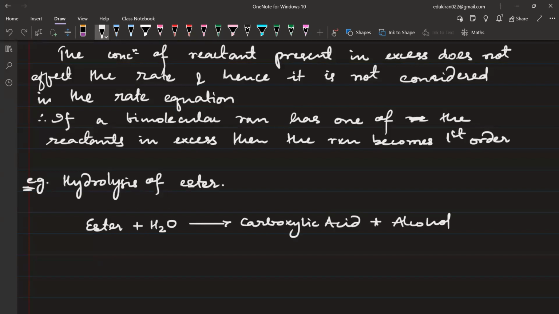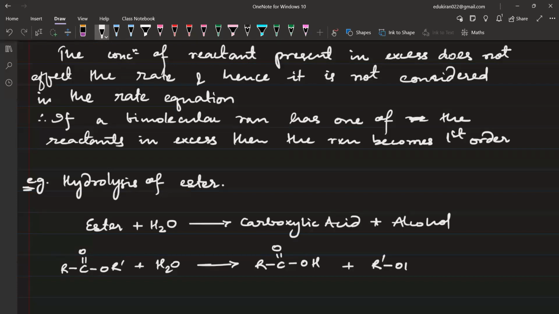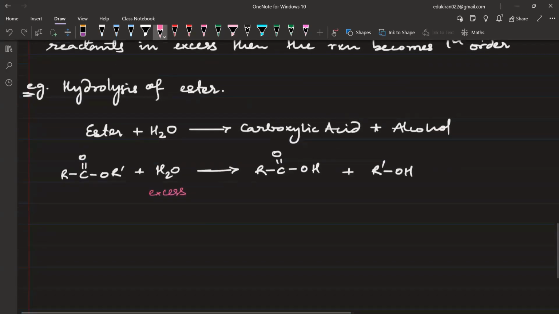So what's the formula of ester? Ester is something like this: R C double bond O, O R dash plus H2O. It's going to give you R C double bond O and OH plus R dash OH. Here water is kept in excess. ठीक है? So सुनिए जरा.